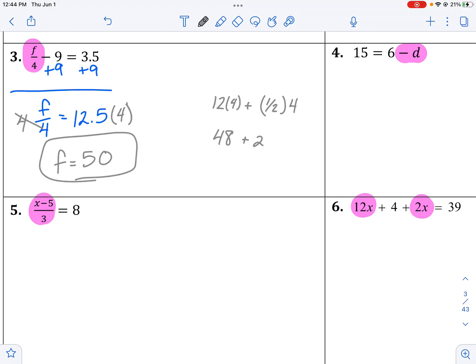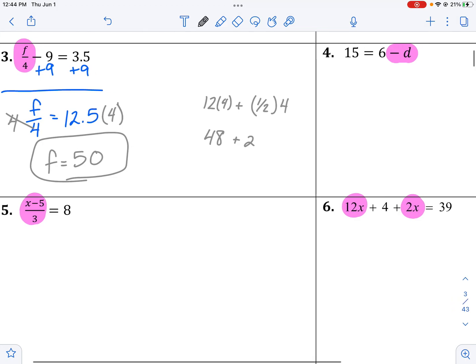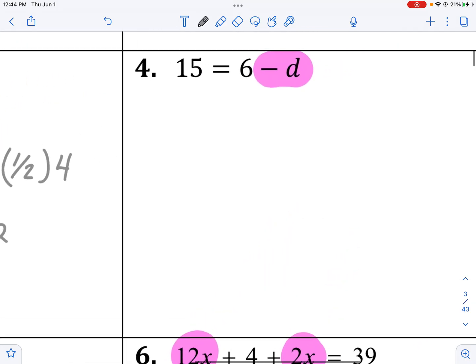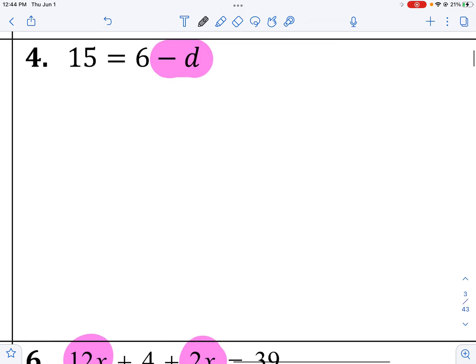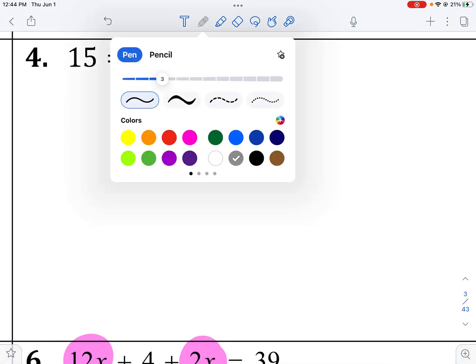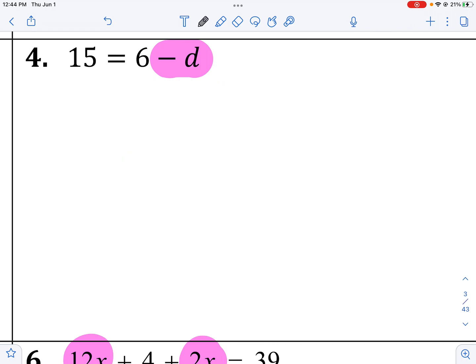Now 4 is a little bit different. What we need to worry about on number 4 is what number is in front of that variable that's there but not being really shown. And the number that's there but not shown is a 1. That's a negative 1. So what I see is a negative 1 times d.